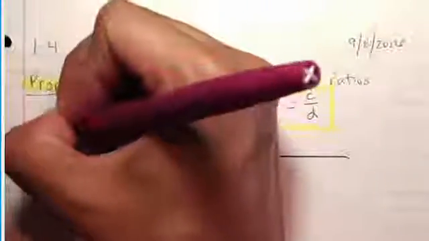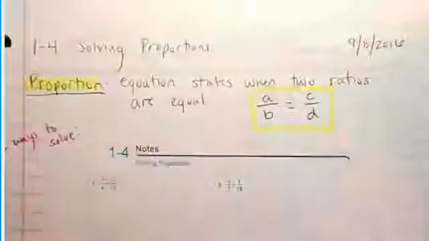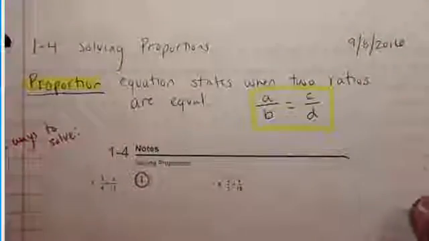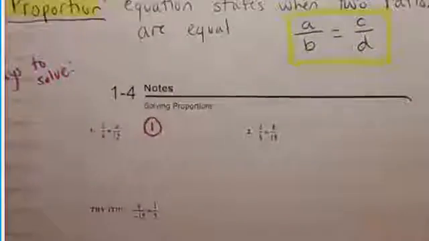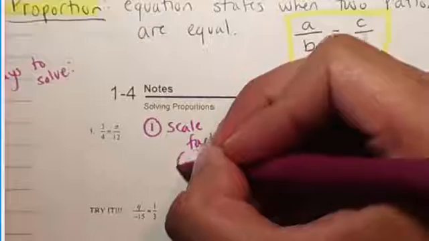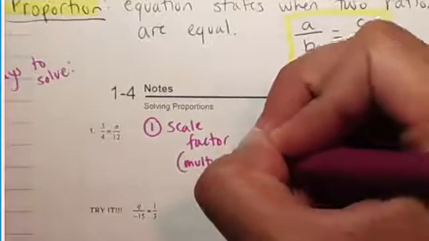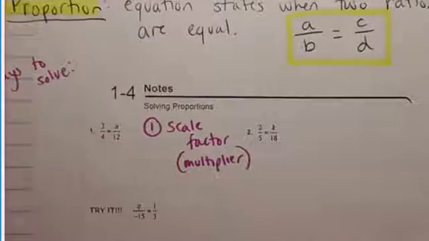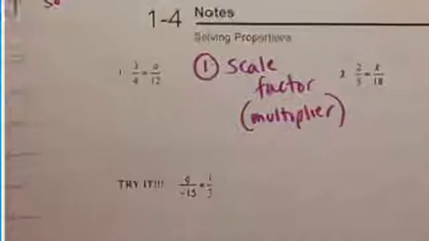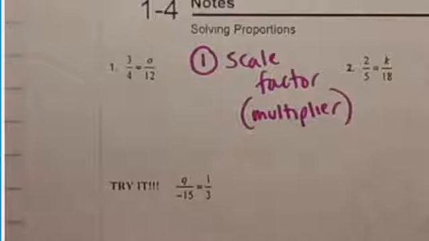Two ways to solve. Okay, the first way is what we're going to solve number 1 with. And that way is by using the scale factor, or I'm going to say multiplier. And now we can't use this every single time. In 7th grade you probably were able to use it a lot more, but in algebra it's going to be a little bit more challenging. So the first way of solving this first proportion is by using the scale factor.